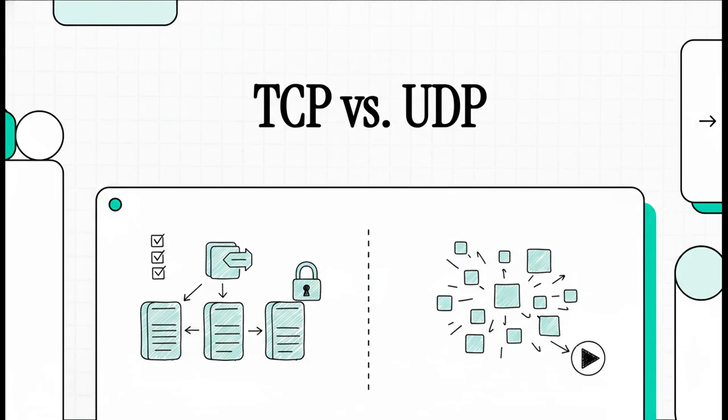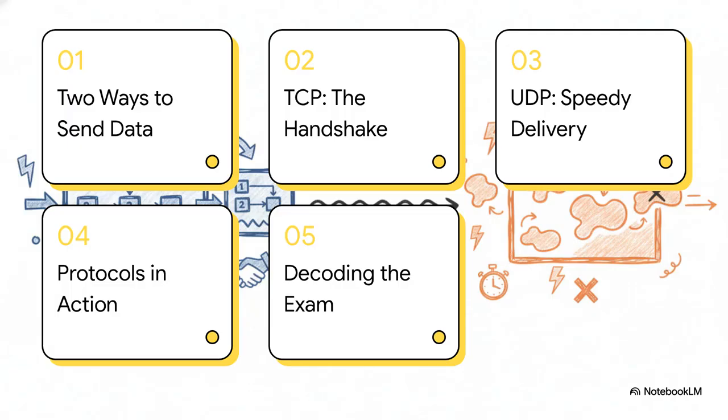So, you're prepping for an IT certification like the CompTIA A+, and you know networking can be a real beast. Well, today we're going to tame two of its most crucial protocols, TCP and UDP. Let's jump right in.